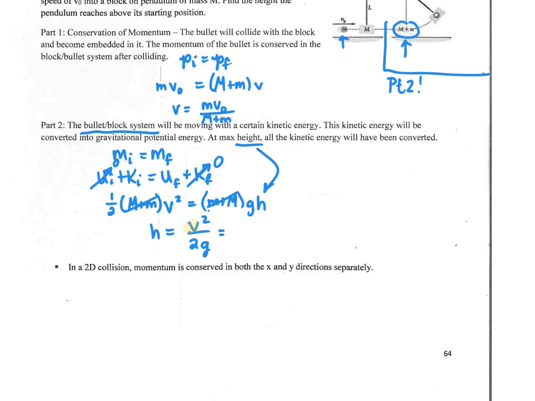So that's going to be M V naught squared over m plus m squared times what? The 2g that's here, okay?